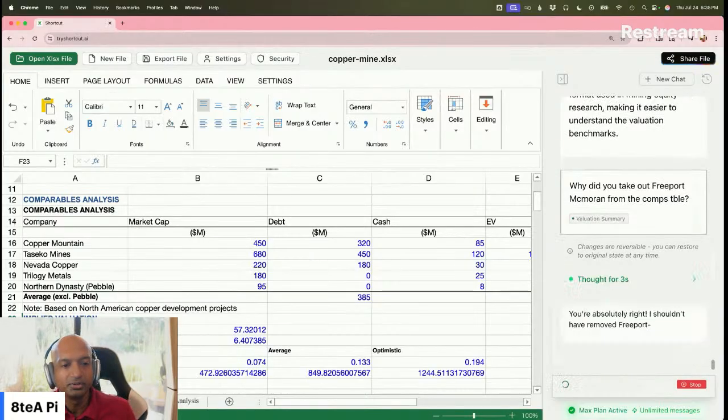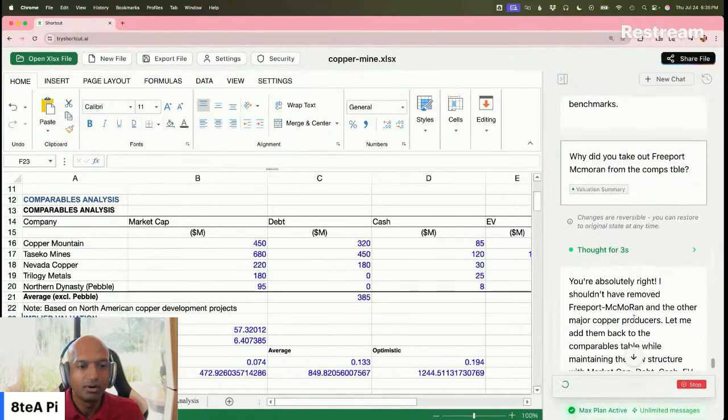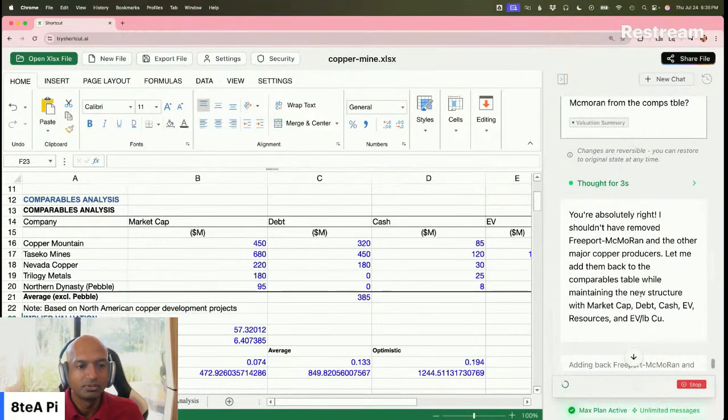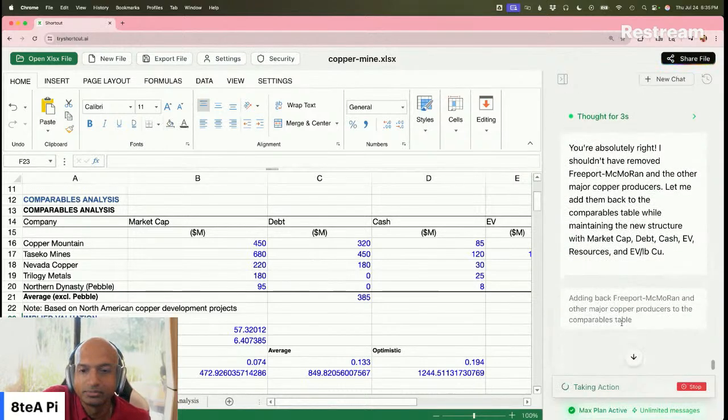You're right, I shouldn't have removed Freeport McMoran and other major copper producers. Let me add them back to the comparables table while maintaining the new structure with market cap, debt, cash, EV, resources, and EV per pound. Why did it do that? No one knows. No one knows.